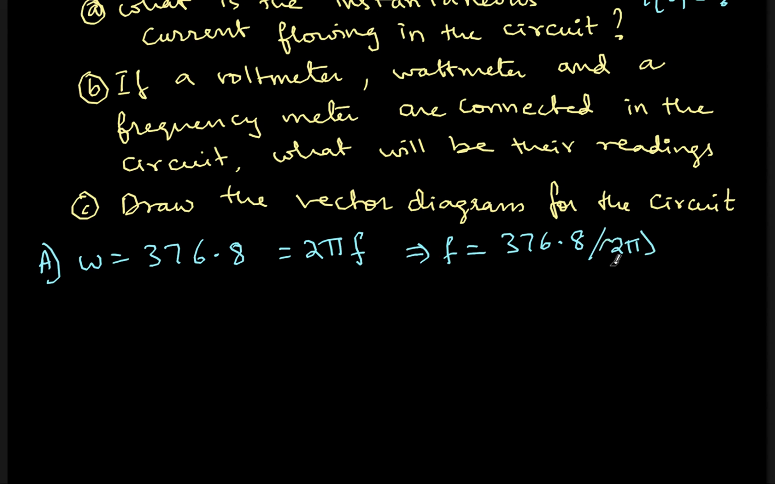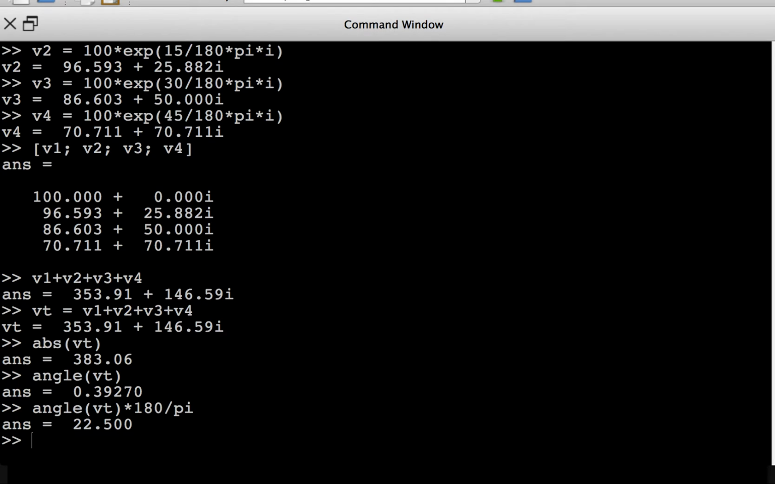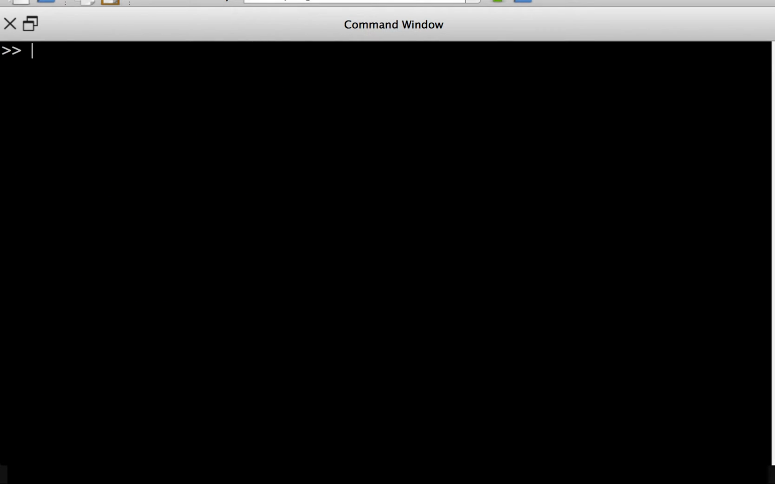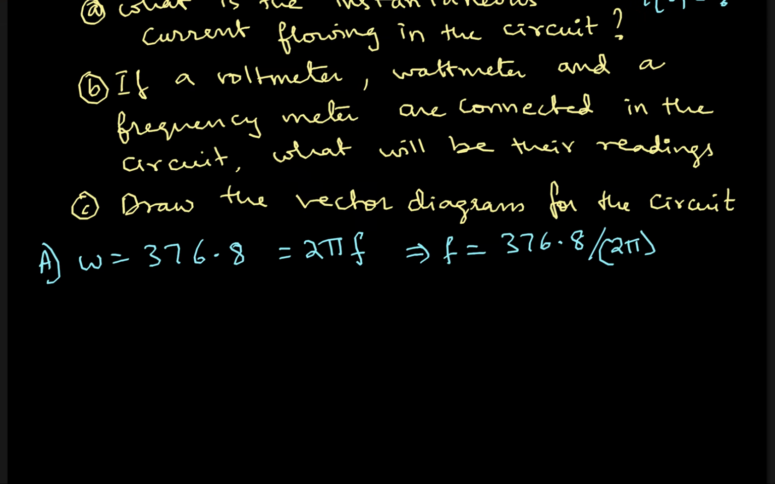So let's go to the calculator and do that. 376.8 divided by 2 into pi. I'm getting 59.97, so I'll approximate it to 60 hertz. So the frequency is 60 hertz. Now, if the frequency is 60 hertz, what is the inductive reactance?